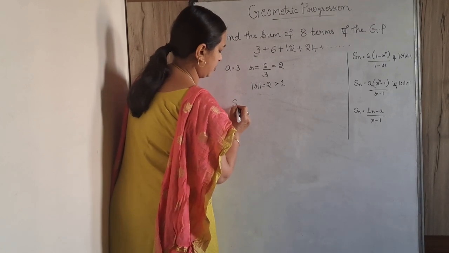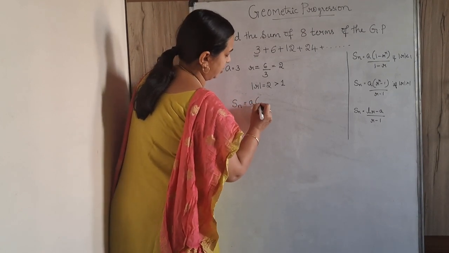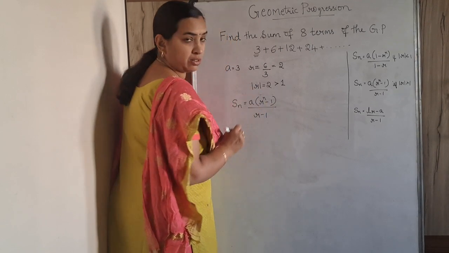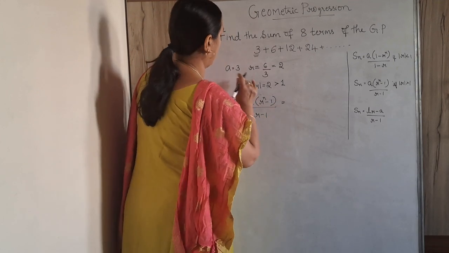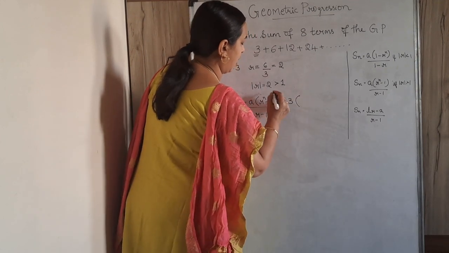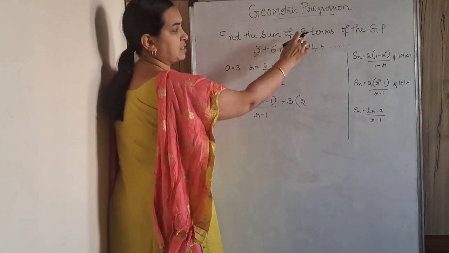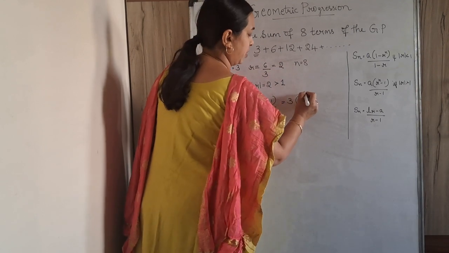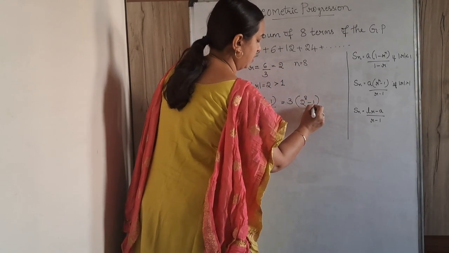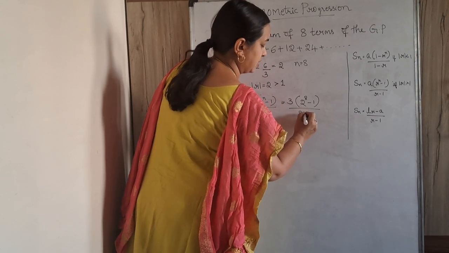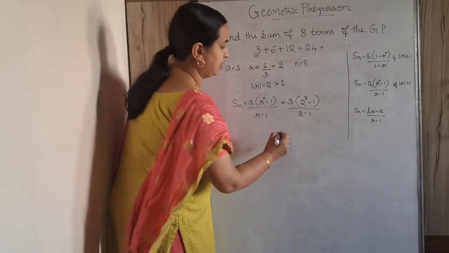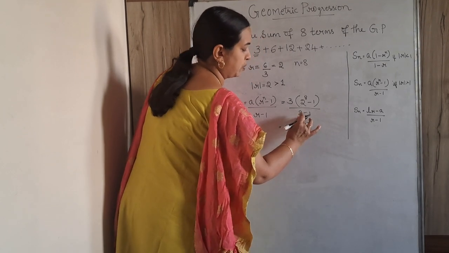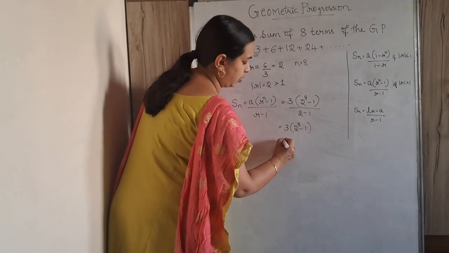So we need to use the formula for mod R greater than 1. Sn is equal to A into (R to the power of n minus 1) by (R minus 1). Just substitute the values. A is 3, R is 2, and you need to find the sum of 8 terms, so n is 8. So (2 power 8 minus 1) by (2 minus 1). So this will be equal to 3 times (2 power 8 minus 1). 2 minus 1 is 1, so we'll not write that down.